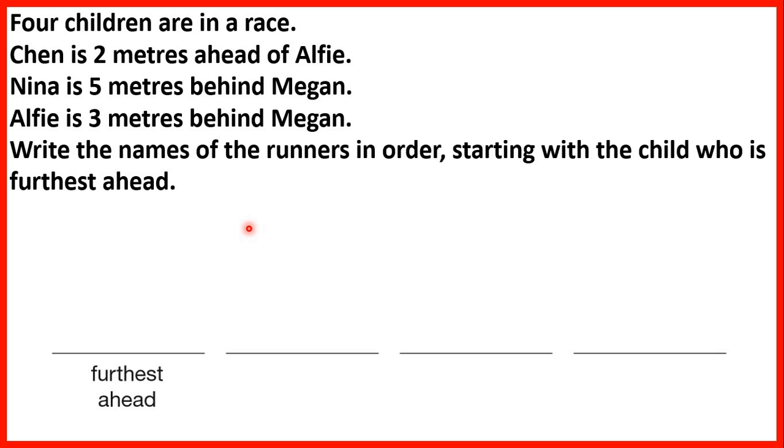So what we can do to solve this question is to draw a diagram to show what's happening. So Chen is 2 meters ahead of Alfie. And then in our next statement, we're told that Nina is 5 meters behind Megan. But we don't know where to write that on our diagram because we only know about Chen and Alfie. So we don't know if Nina and Megan are further ahead up here or further behind.